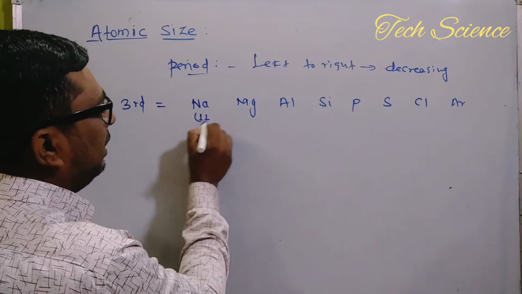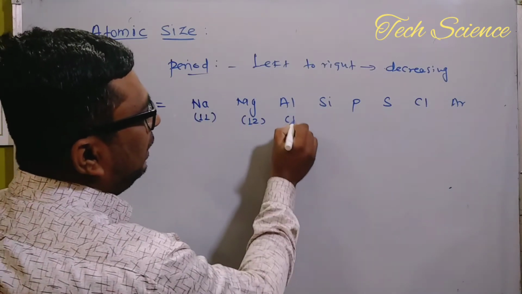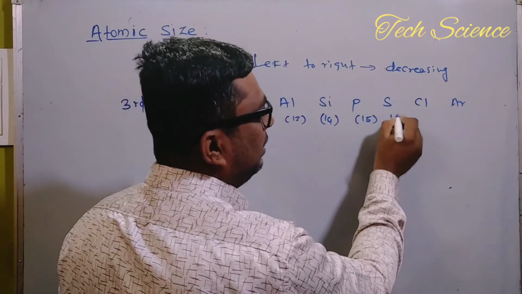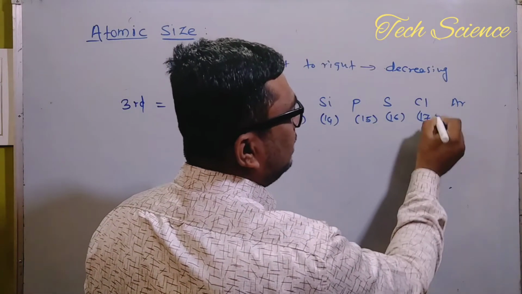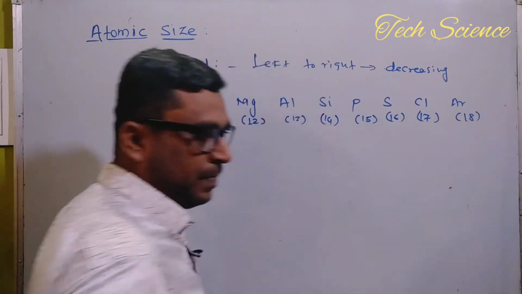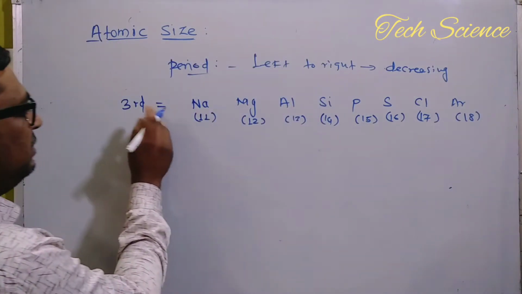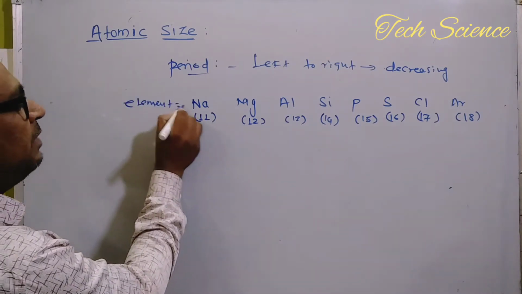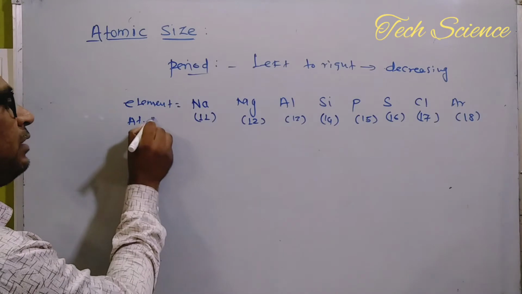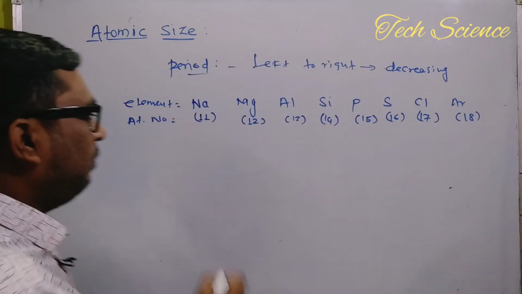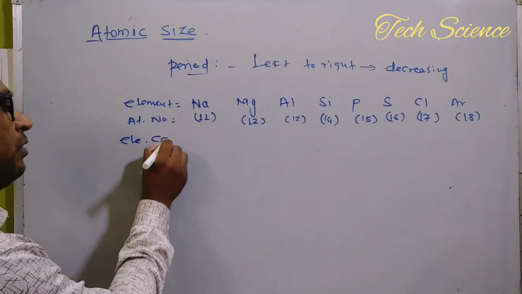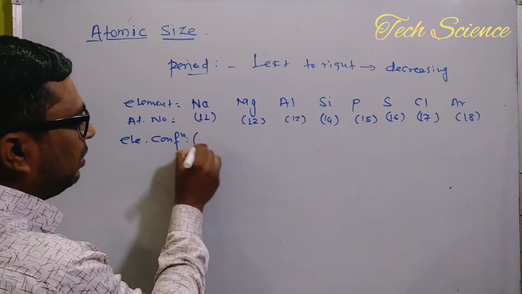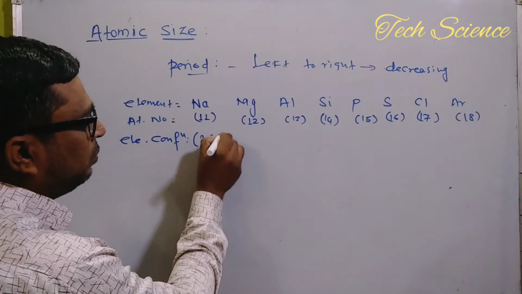Sodium has the atomic number 11, magnesium 12, aluminium 13, silicon 14, phosphorus 15, sulfur 16, chlorine 17 and argon 18. So this is the third period, where first of all I am writing the element. Second, we have the atomic number of these elements. Now I am writing here, after that, the electronic configuration of these elements. Regarding sodium, we have electronic configuration 2, 8, 1.